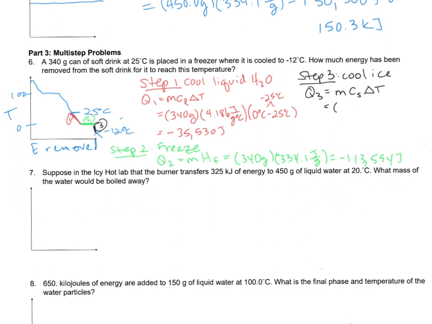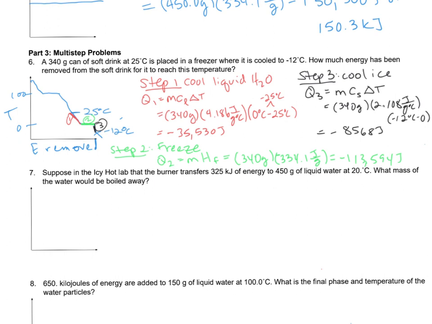So the mass here is 340 grams. The specific heat of solid water is 2.108 joules per gram per degree Celsius. And the change in temperature here, the final temperature is negative 12, and then the initial temperature was 0. So overall change in temperature is negative 12. And when we do the math, we get negative 8568 joules.